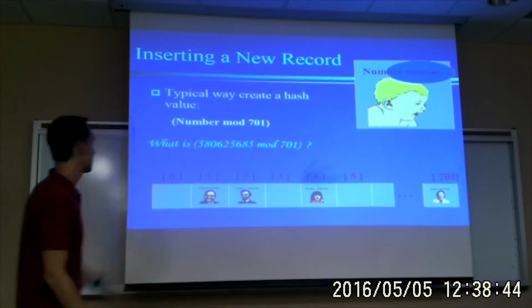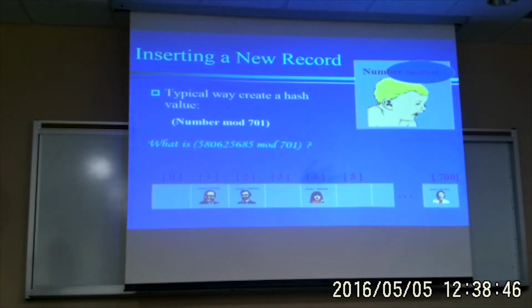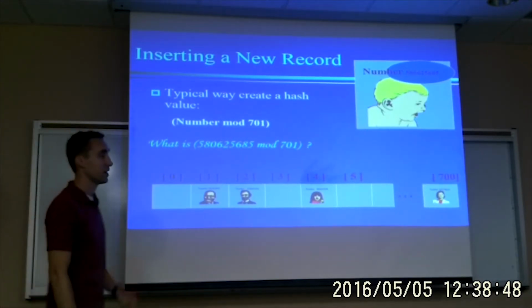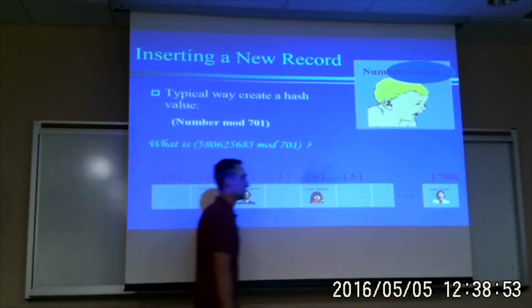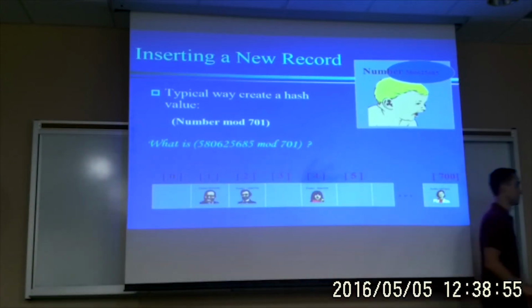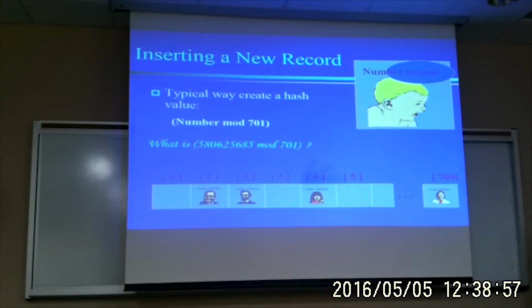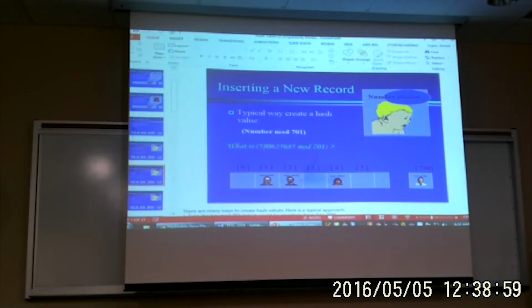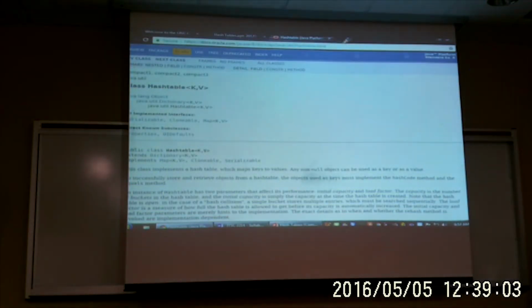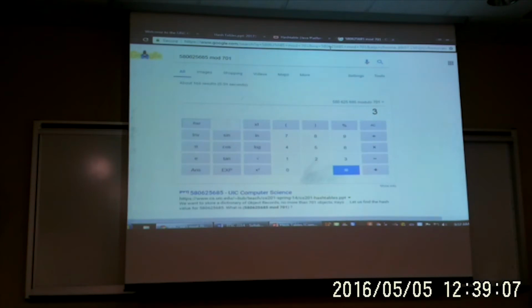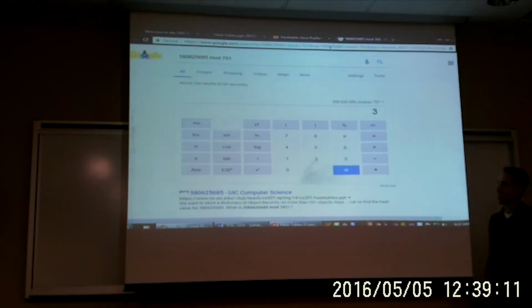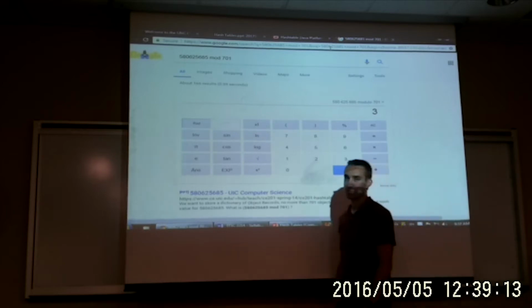Now, what's 580,625,685 mod 701? Anybody know off the top of their head? 4. Jameis did it in his head. That's why he's your TA. So close. It's 3. Google's the calculator.